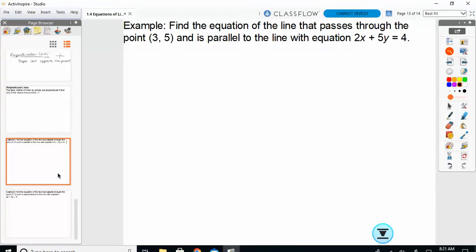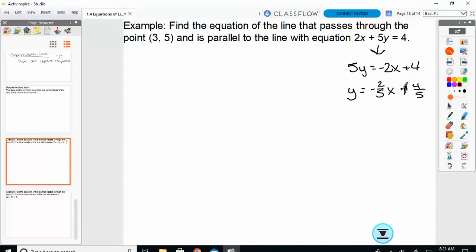So how do we get the slope? The easiest option is to change it to y equals mx plus b. I want to make sure everybody understands how we get this. So you divide everything by 5. So this line is y equals -2/5 x plus 4/5.